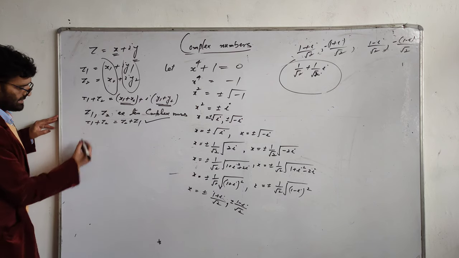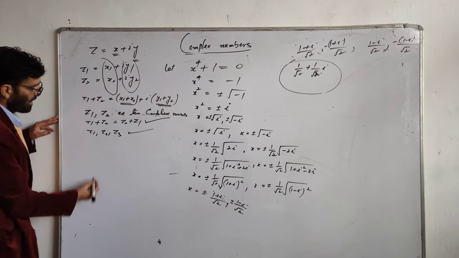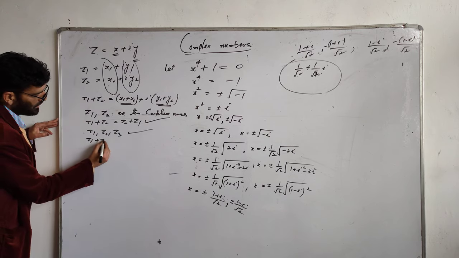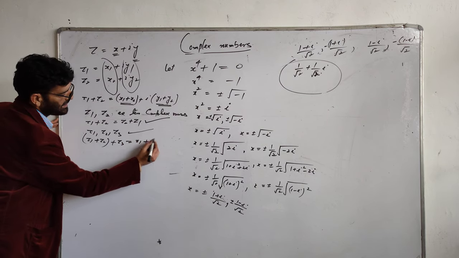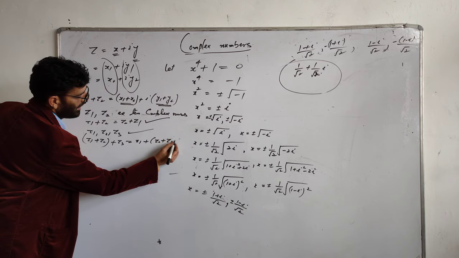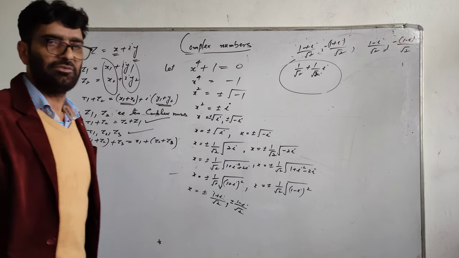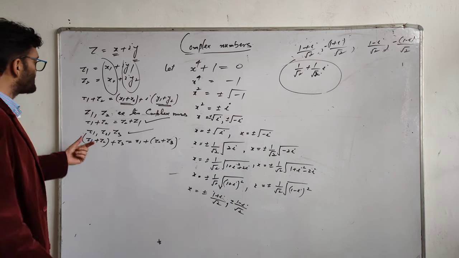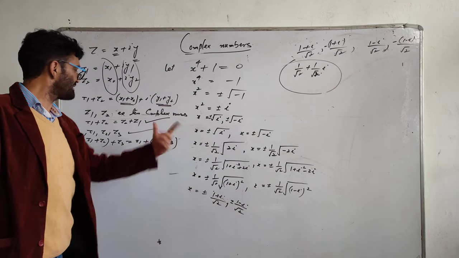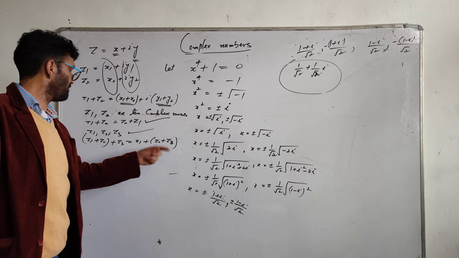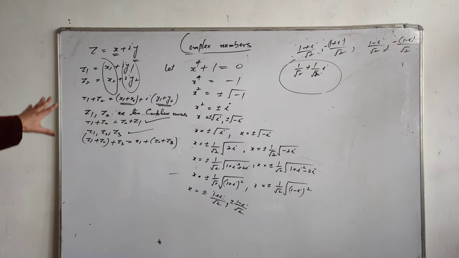Similarly, the associative law holds. That is, z1, z2, z3 are three complex numbers. Then z1 plus z2 plus z3 is equal to z1 plus z2 plus z3, however grouped. What does it mean? This means you can add the complex numbers as per your choice without any restriction. You can add z1 plus z2, then add z3. You can add first z2 plus z3, get the result, and that result must be added to z1; you will get the same result. That means the associative law holds good.